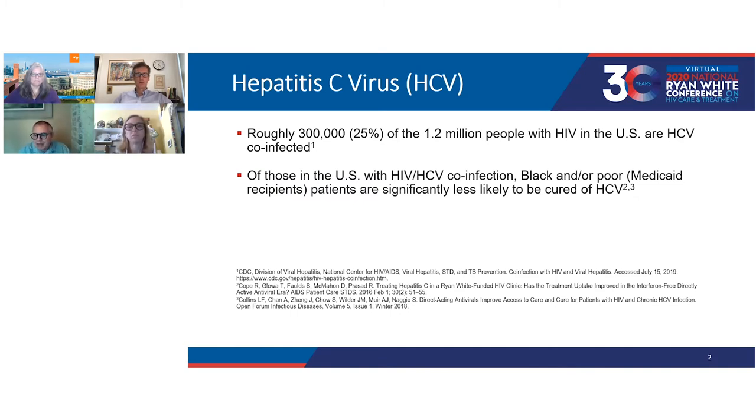we have worked on within the AETC program, the HIV-HCV co-infection project that started several years ago and worked with Part A and Part B sites and their regional AIDS Education and Training Center team to increase the treatment and cure of HCV among people of color living with HIV and HCV co-infection in five different jurisdictions, cities or states in the United States. So currently, roughly 300,000 people, about 25% of the people living with HIV in the United States, are co-infected with HCV. And of those in the United States with HIV-HCV co-infection, Black and or poor clients are significantly less likely to be cured of HCV. And we want desperately to reverse those findings.